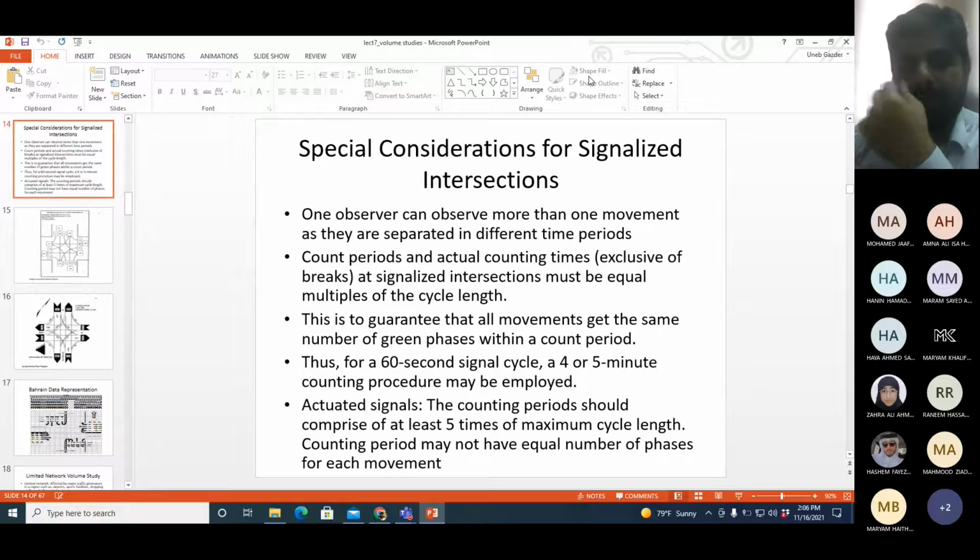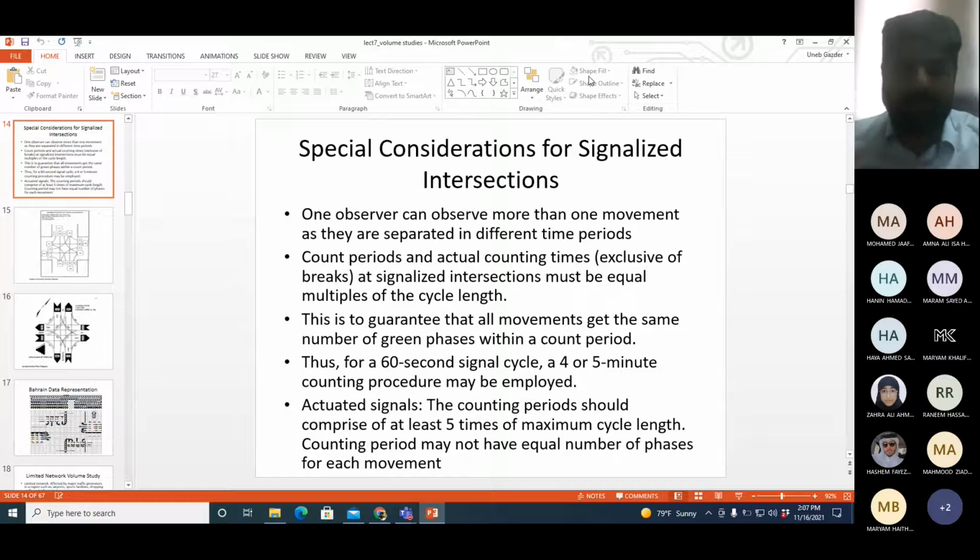Okay, and same thing should be applied for calculating the actual counting period. Okay, so for example, you say my total counting period is 60 minutes. So 60 is a multiple of 1.5 minutes, no problem. But within these 60 minutes, you are giving a break of 10 minutes. So your actual counting period is 50 minutes. Okay, now again, we have the same problem. 50 is not a multiple of 1.5. So in that case, you may give breaks for 15 minutes. So the actual counting period will be 45. So 45 is a multiple of 1.5.